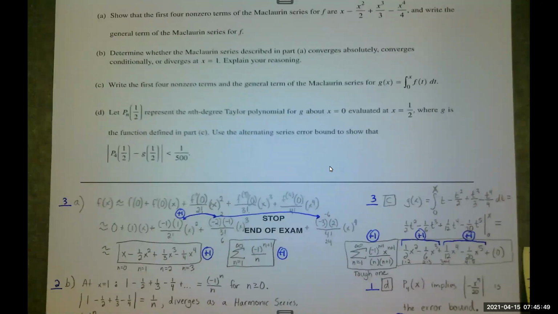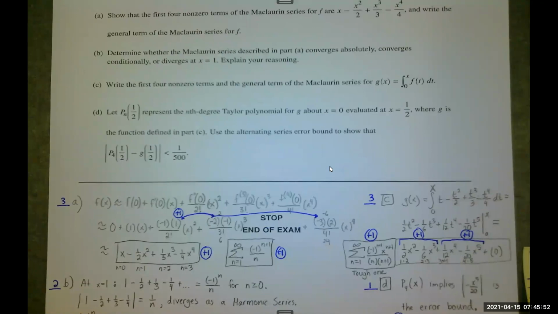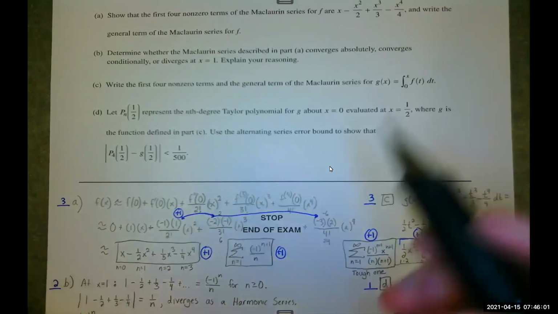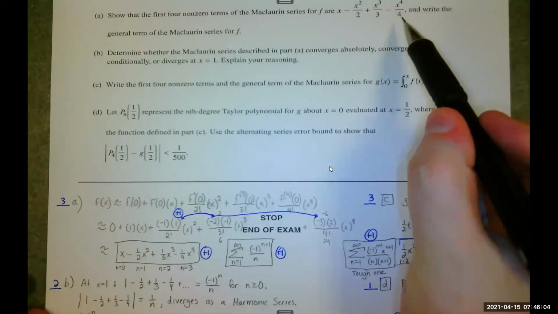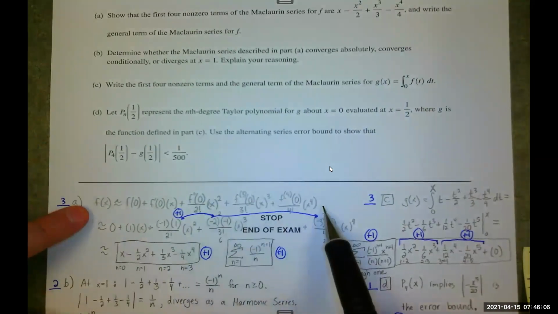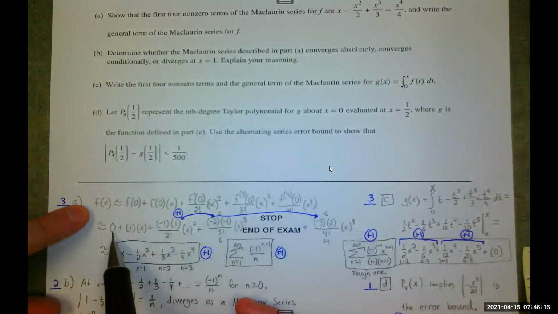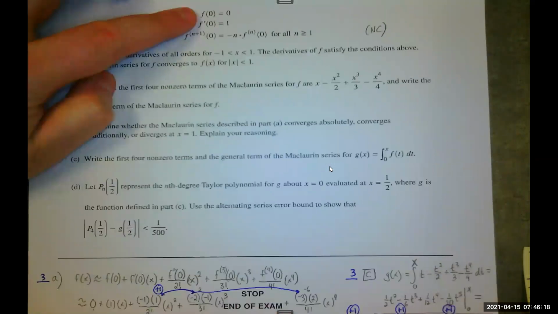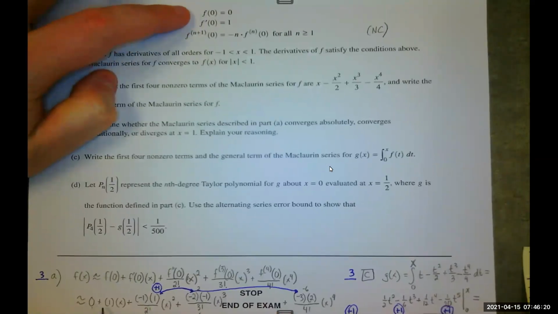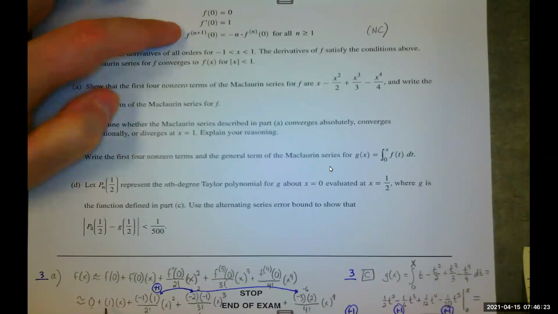So for part A, we need to show that the first four non-zero terms of the Maclaurin series are x minus x squared over 2, x cubed over 3, x to the fourth over 4. Because I knew I was going out to x to the fourth over 4, when I was writing a Maclaurin series, I stopped at x to the fourth. Then I needed f of 0. That's spelled out for me up here. That's 0. And f prime of 0 is also right here. That's 1.